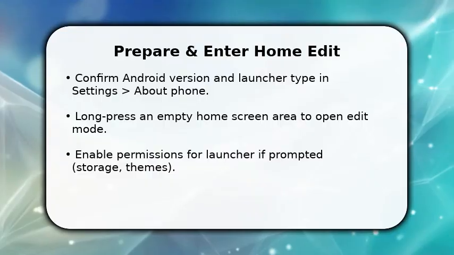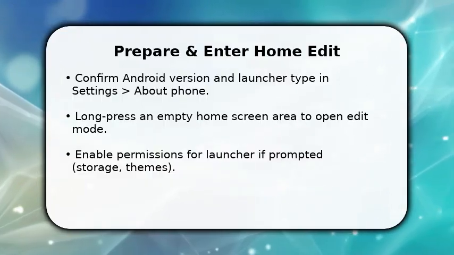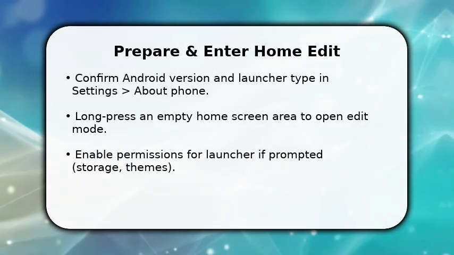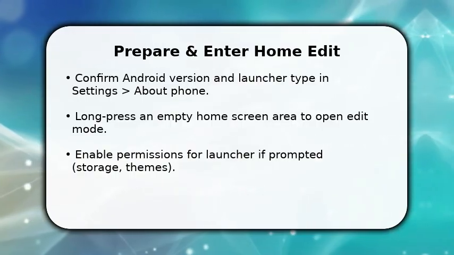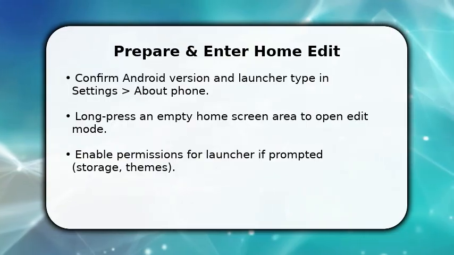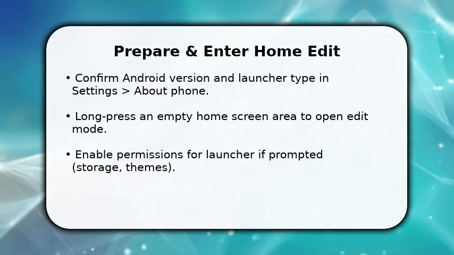Enjoy the video. You start by checking Android version and launcher to anticipate options. Once done, pick a clear empty spot and long press it to enter Home Edit mode. You'll see widgets, wallpapers, and home settings appear. Tap Home Settings to access grid, gestures, and icon packs.